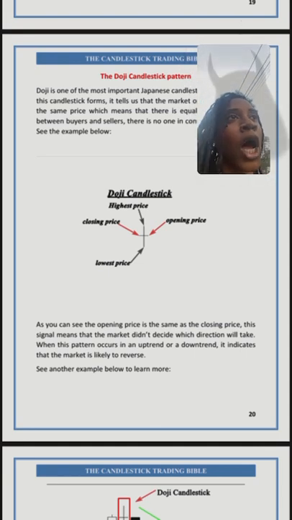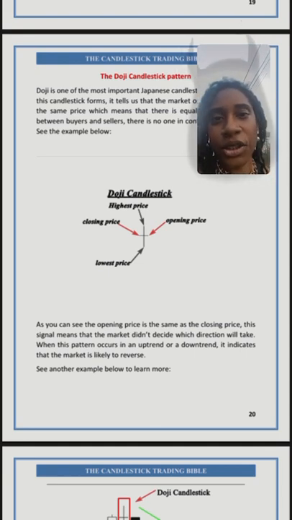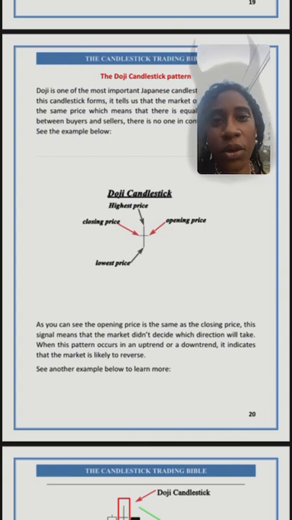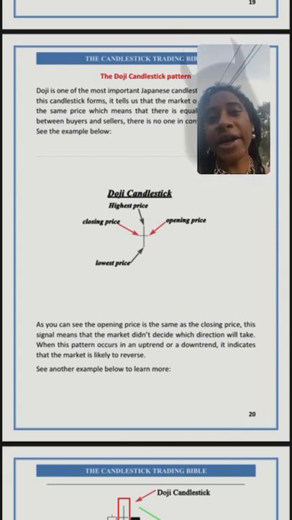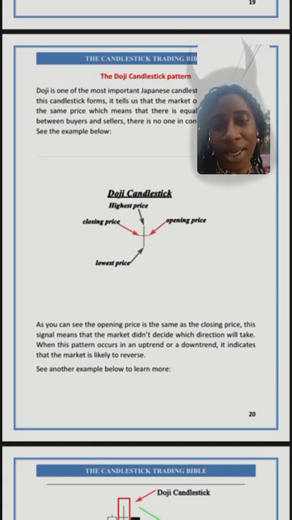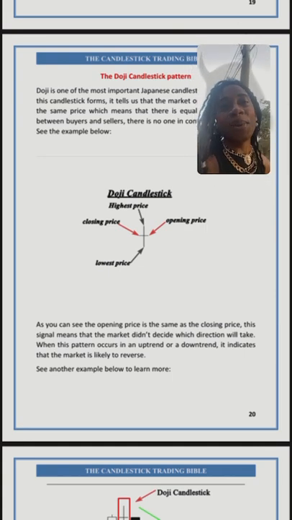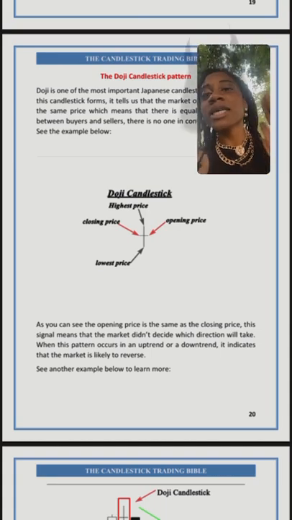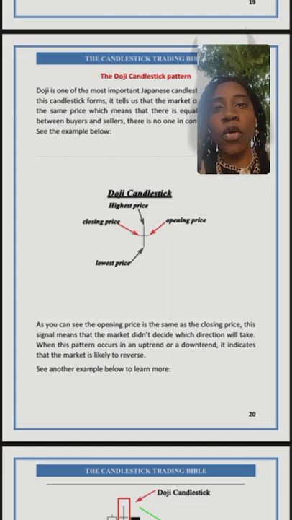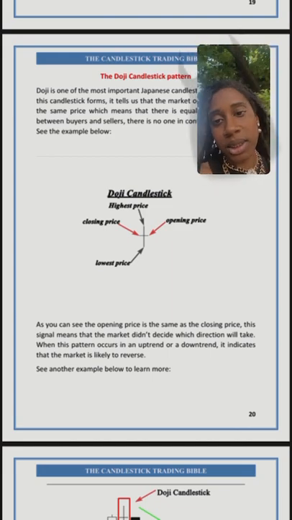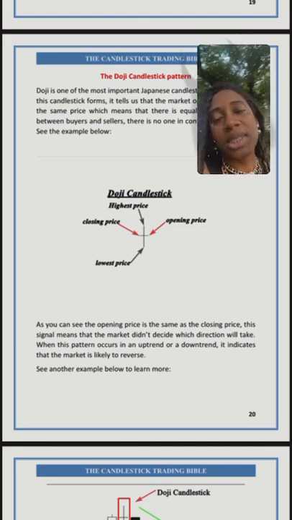Okay, I was learning this yesterday. So this is one of the most important candlesticks ever, right? And what does it tell us? It tells us that nobody has control of the market right now, right? That means neither the buyers nor the sellers took over the market, right? This means that it's equal power.